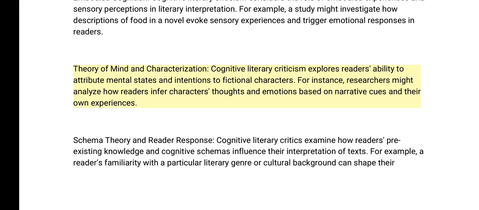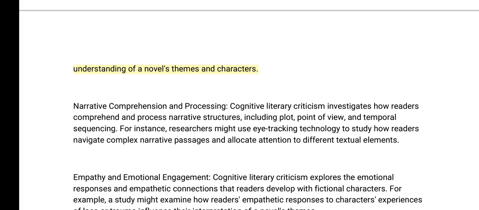Schema theory and reader response. Cognitive literary critics examine how readers' pre-existing knowledge and cognitive schemas influence their interpretation of texts. For example, a reader's familiarity with a particular literary genre or cultural background can shape their understanding of a novel's themes and characters.